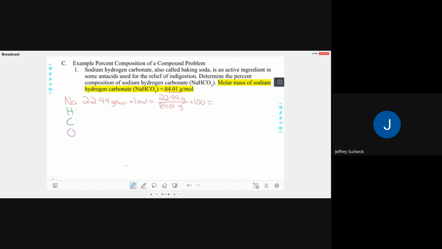When I take 22.99 divided by 84.01 and press enter, I get 0.273, and the number keeps going. I multiply by 100 and round to the nearest decimal, and we get 27.4%. So 27.4% of the compound's mass is Na, sodium. Questions before we move to the next element?